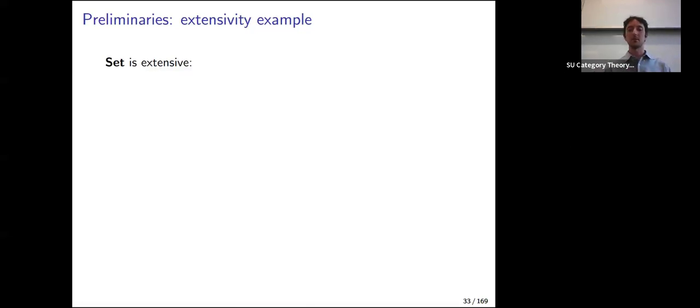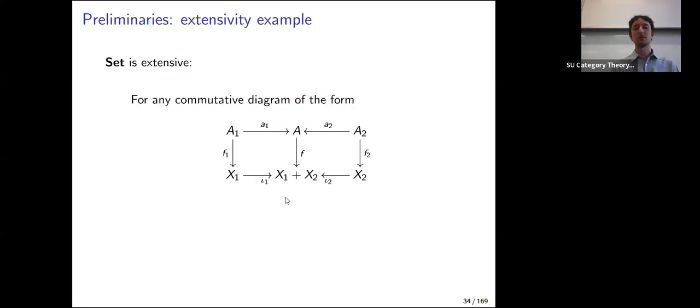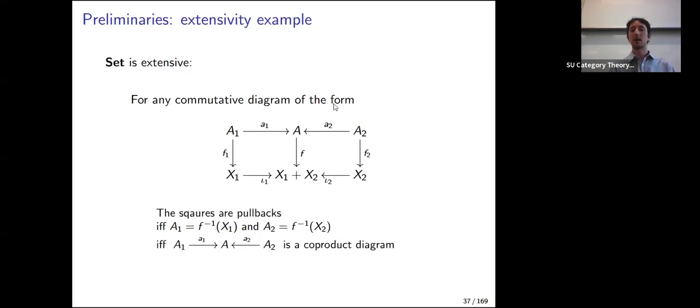And so this we use for all of our intuition of extensivity. So just a quick motivation for why that would be the case. If I have any commutative diagram of this form, then my two squares are pullbacks if and only if A1 and A2 are the inverse images of x1 and x2 along F, respectively. And that holds if and only if this top row over here is a coproduct. Okay, just for a quick motivation.